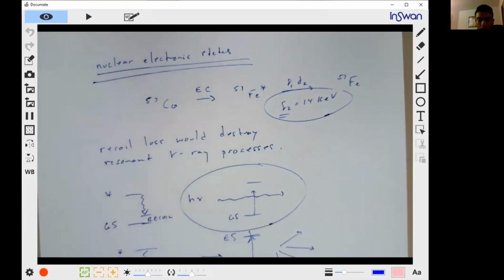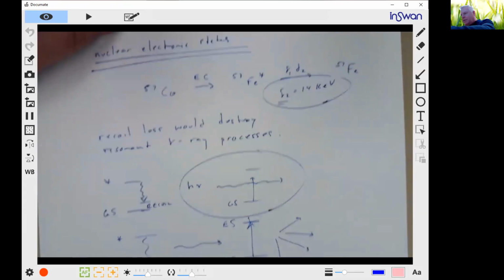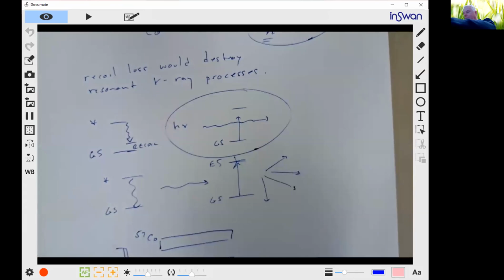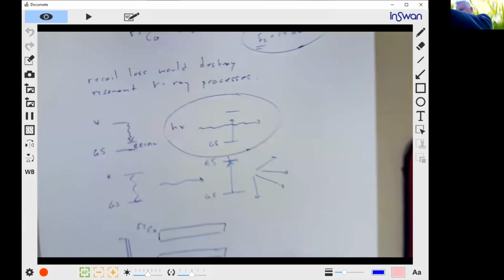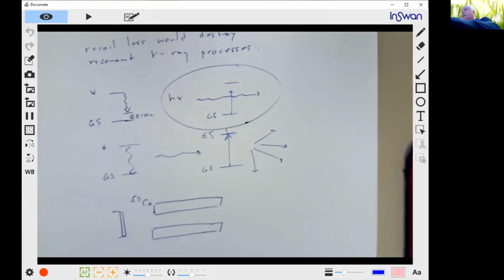Could you move the paper up, please, Dr. Terrell? Absolutely, sorry. Yes. So this is the 57 cobalt source. This is the collimator.